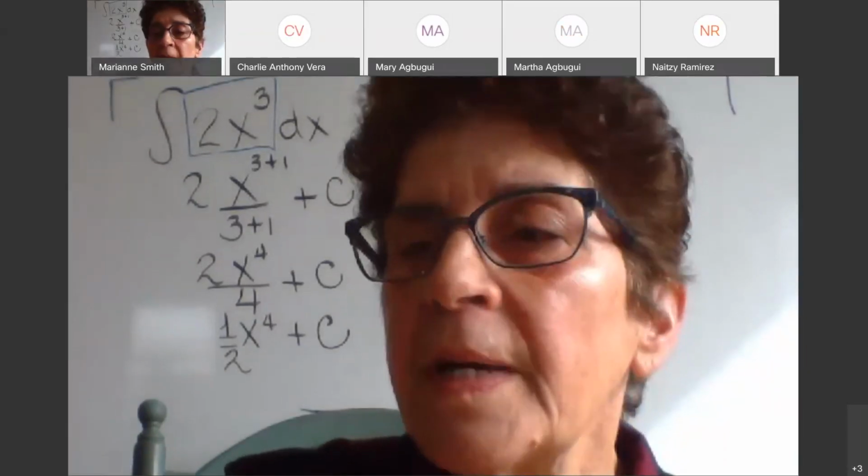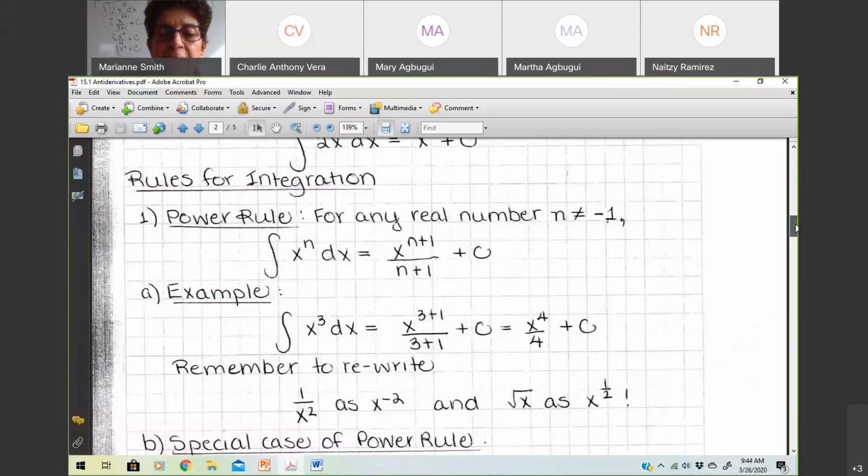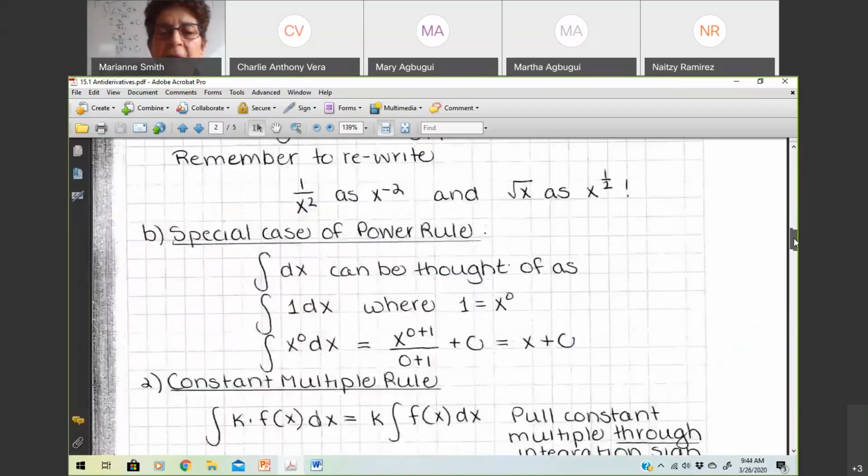Okay, here's a special case of the power rule. You might have noticed what happens, okay, when you've just got dx, okay? That's like saying you've got a 1 dx here. There's no variable there. But remember, you can think of 1 as being x to the 0. Remember, x to the 0 is 1. So if you just see the integral of dx, think of that as a 1, and then think of it as x to the 0. Then you can apply the power rule on it.